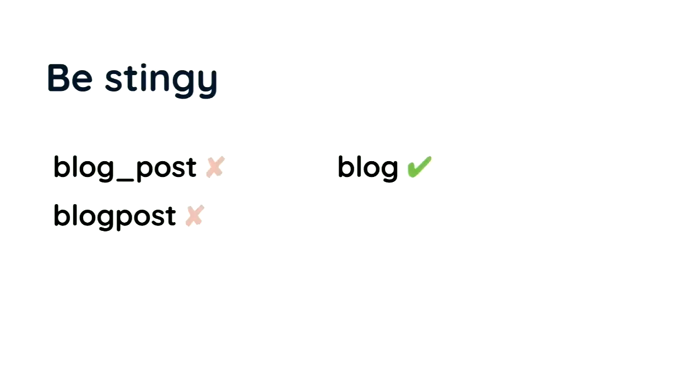So I want to talk about what I like to do with my field naming, which is I like to be really stingy. This is my content type, right? I'm creating a new content type called a blog. I don't call it blog_post. I don't call it blog post. Neither of those adds any real value. Just call it blog. Keep it stingy, keep it small.